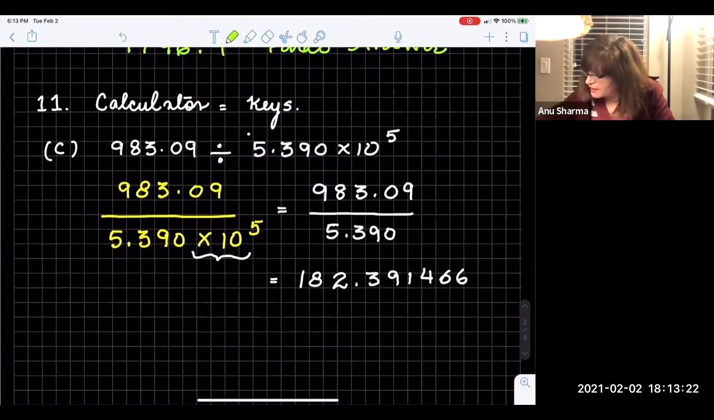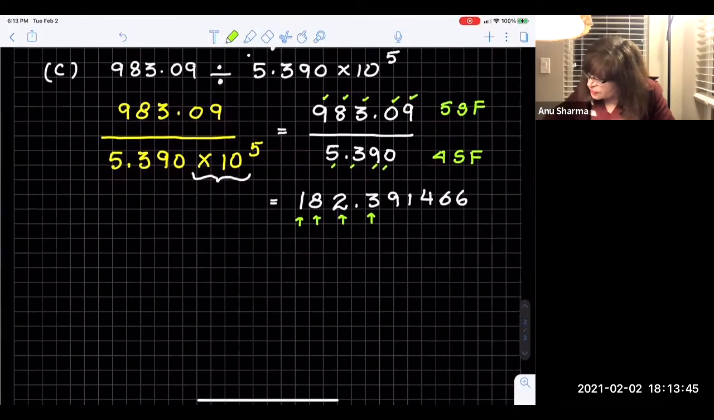The question is also asking for the significant figures. So you have here 1, 2, 3, 4, 5 significant figures, right? And here you have 1, 2, 3, 4 significant figures. So technically your answer should have 4 significant figures, which is 1, 2, 3, 4. So these significant figures you're going to keep.